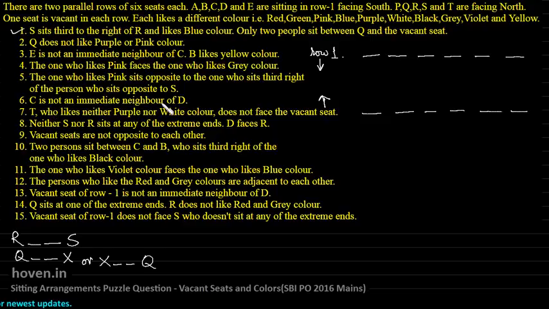C is not an immediate neighbor of D. Of course, no information. T, who likes neither purple nor white, doesn't face the vacant seat. Still nothing can be done about this also. Don't worry, something will come.